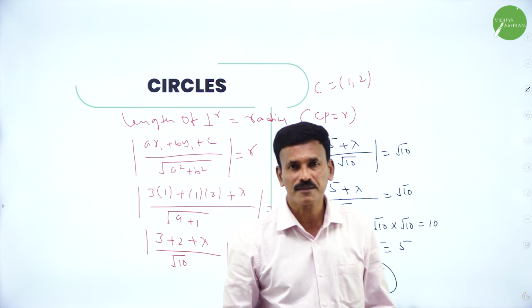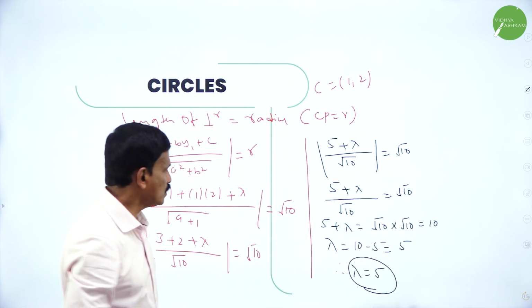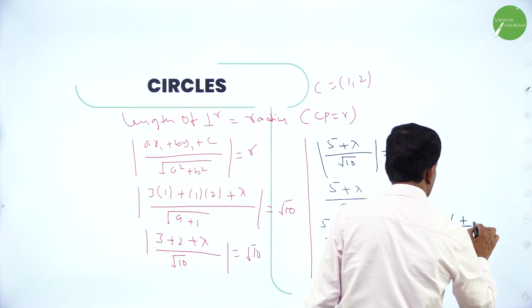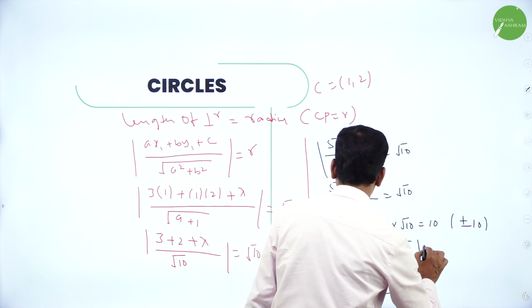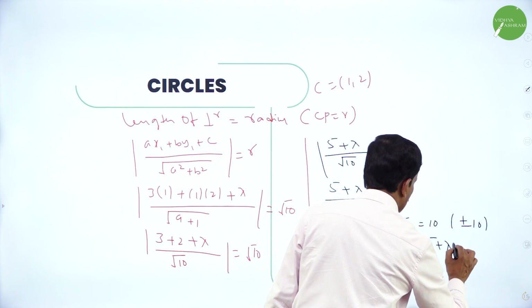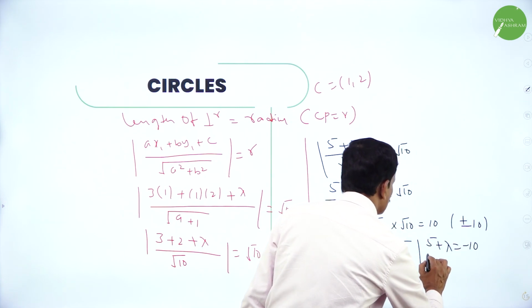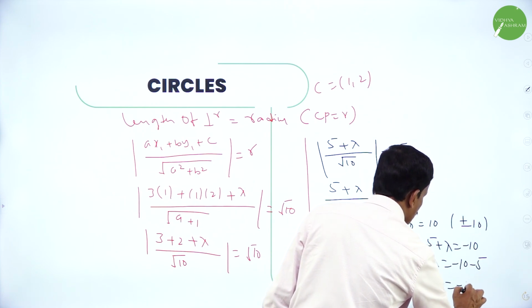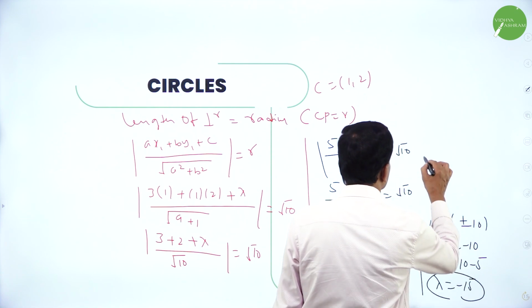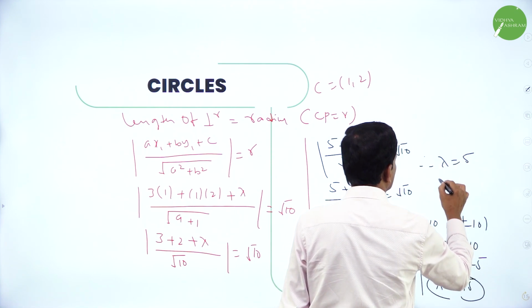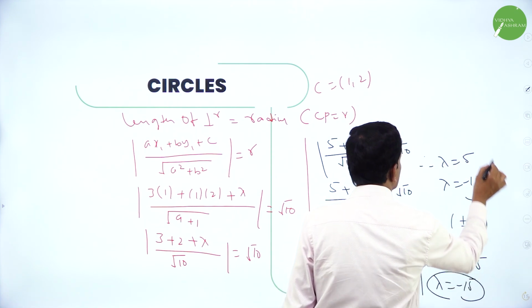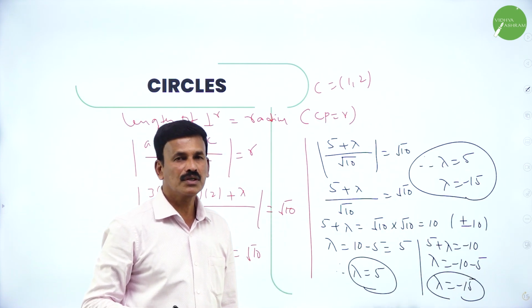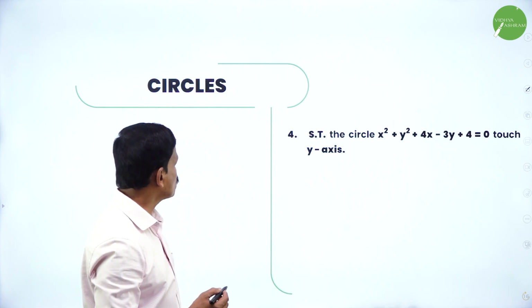Hope you followed. Okay. Now, k is equal to 5 or k is also equal to, if you consider this as plus or minus 10 for positive. Suppose if 5 plus lambda is equal to minus 10, then lambda is equal to minus 10 minus 5, that is lambda is equal to minus 15. So therefore lambda is equal to 5 or lambda is equal to minus 15 are the two values, right? Okay, followed. Now move on to the next problem.